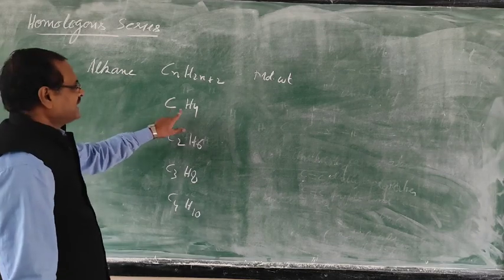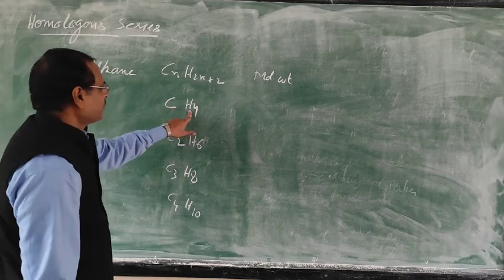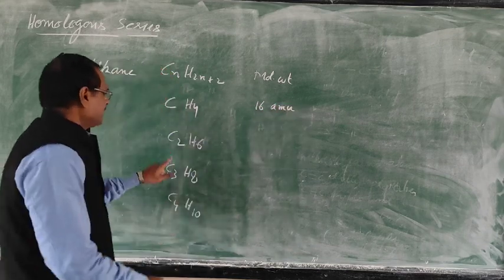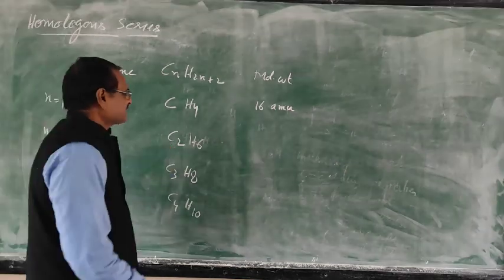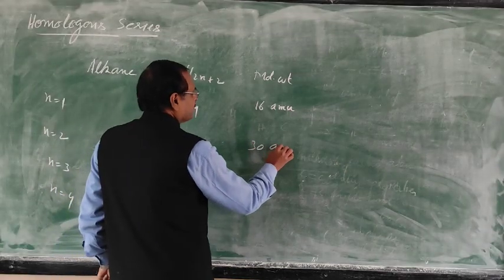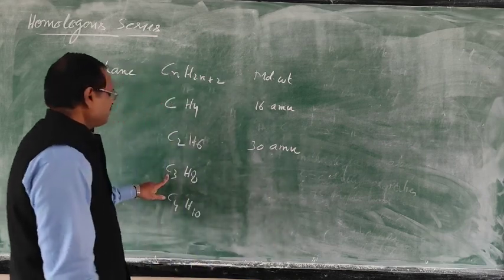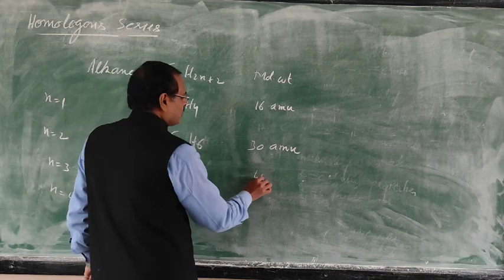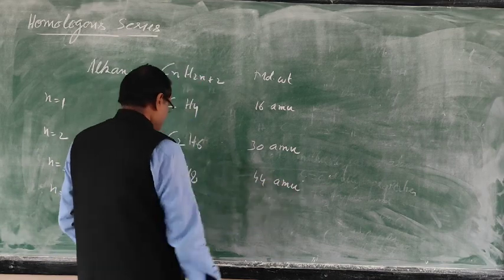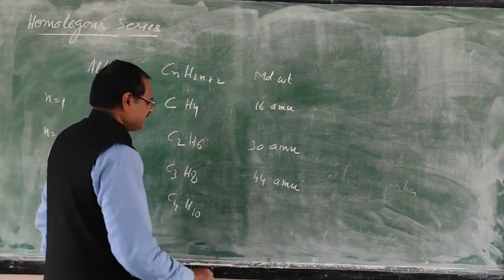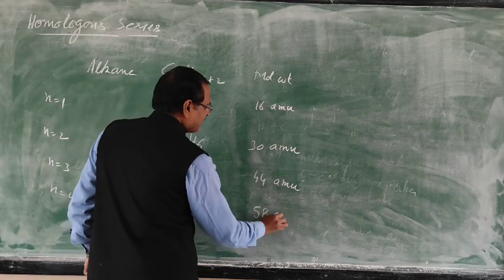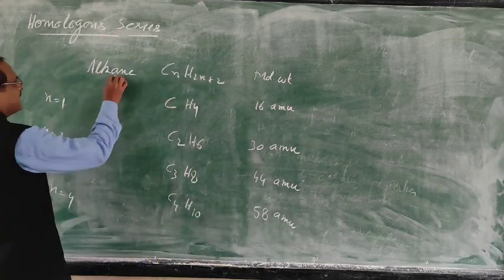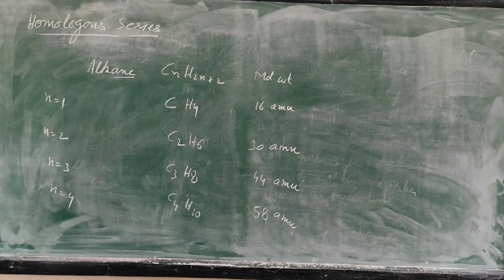Now you take the molecular mass. Carbon is 12, hydrogen is 1. Then 12 plus 4, 16 AMU, atomic mass. Then 12 twos are 24 plus 6, 30 AMU. Then 12 threes are 36 plus 8, 44 AMU. Then 48 plus 10, 58 AMU. Now the name, how you will get this: the last part will be the same because these are saturated hydrocarbons with single bonds, but the first part will change.